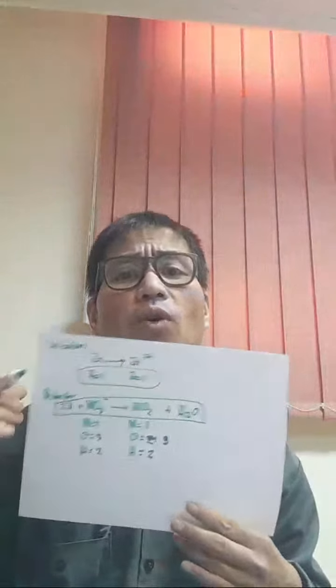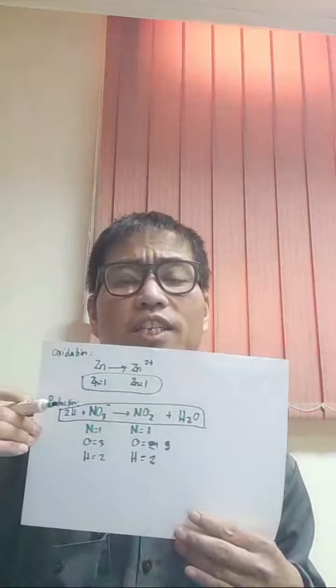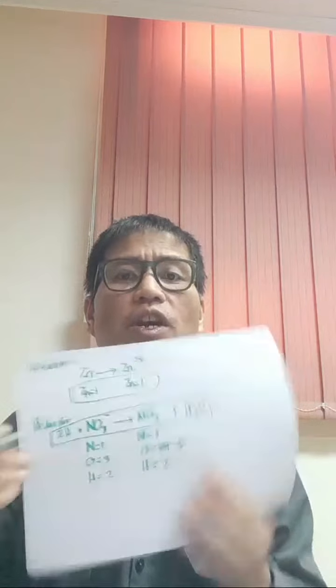Reduction. Procedure number 2. After balancing the number of atoms in the half reactions of oxidation and reduction, we need also to balance the charges in the half reaction of the oxidation and reduction. We start with oxidation. So balance the charges. It's not atoms already, but charges.